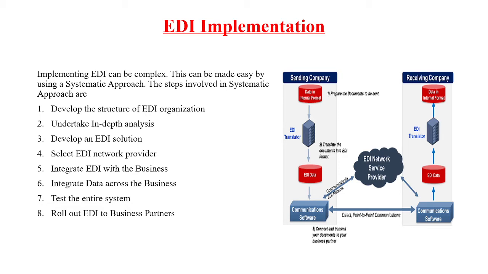1. Develop the structure of EDI organization. Second one, undertake in-depth analysis. Third one, develop an EDI solution. Fourth one, select EDI network provider. And fifth one is integrate EDI with the business. And the sixth one is integrate data across the business. And seventhly, test the entire system. And lastly, roll out the EDI to the business partners.